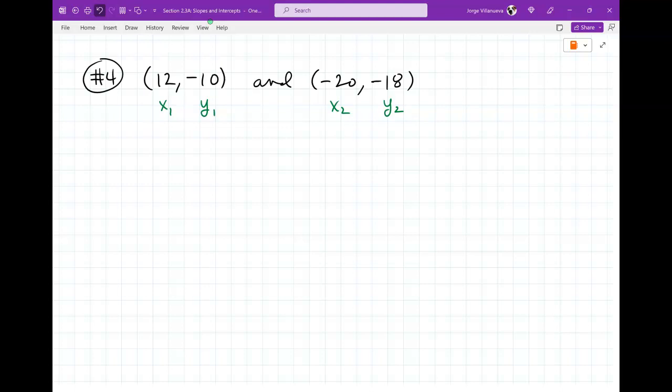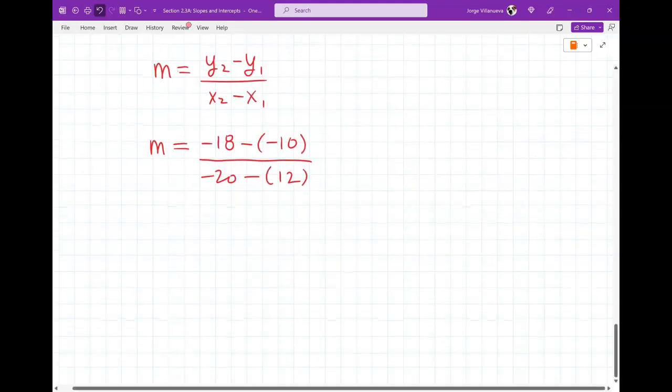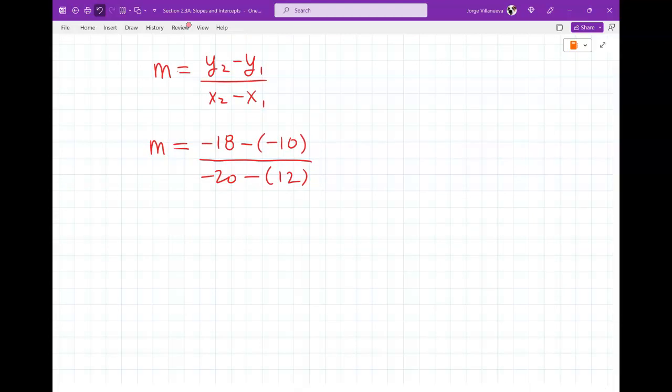Okay? So let's go ahead and write out my formula here. Y2 minus y1 over x2 minus x1. So my slope is y2, which is negative 18, minus y1, which is negative 10, over x2, which is negative 20, minus x1, which is 12. Notice the 12, I didn't have to put a parenthesis around it, but just out of habit, I do it. I do that so I don't mess up my negatives in case there were negatives. But you don't have to put one around the 12 because it's not negative. It's not going to change anything.